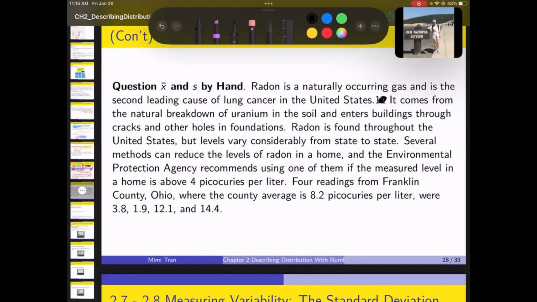For readings from Franklin County, Ohio, where the county average is 8.2 ppl, I'm going to call picocuries per liter ppl. The readings are 3.8, 1.9, 12.1, and 14.4. So those are your data points.